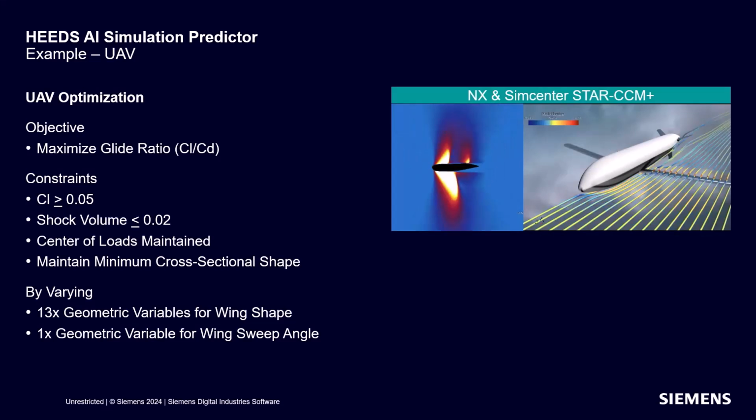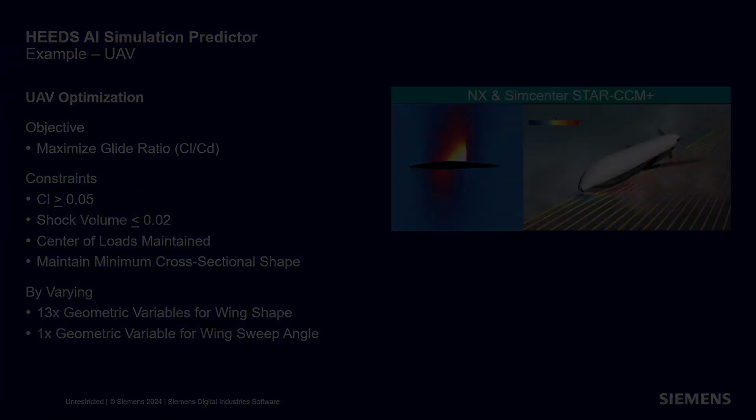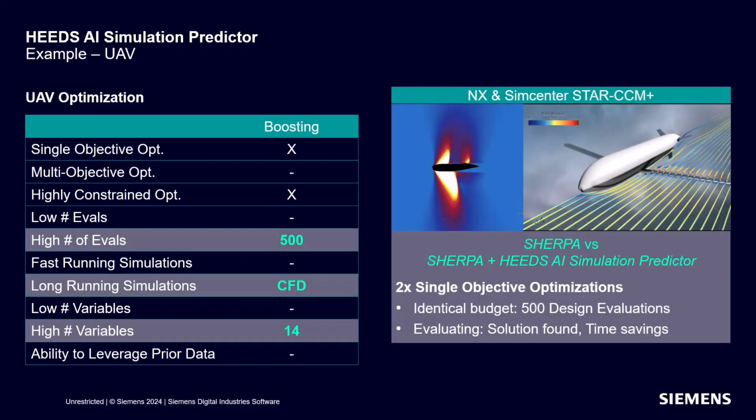We have the same problem statement we saw earlier. When we ran this prior, we ran for 500 evaluations with a computationally expensive CFD simulation model with 14 variables. This problem is therefore well suited to leverage HEEDS AI Simulation Predictor. As such, we will compare and contrast solving this problem with solely Sherpa, as shown earlier, and when we boost Sherpa with AI. The same total evaluation budget of 500 was given for each optimization.